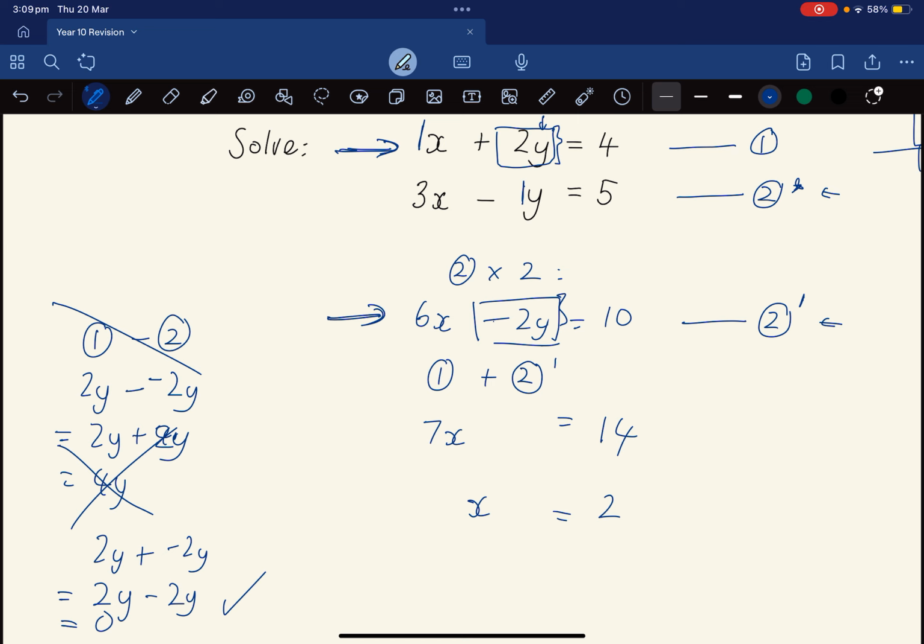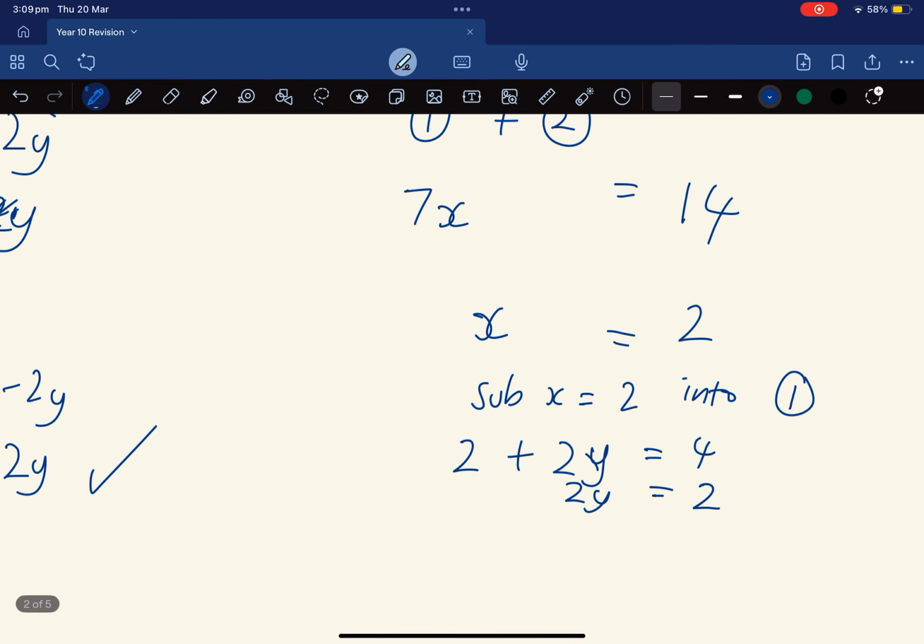So we need to find a value for y. You just sub x equals 2 into equation 1 or whatever you like. So I've got 2 plus 2 times y equals 4. Bring that 2 over to the other side. Subtract it. We get 2. 2y equals 2. And y equals 2 over 2. Any number divided by itself is 1.